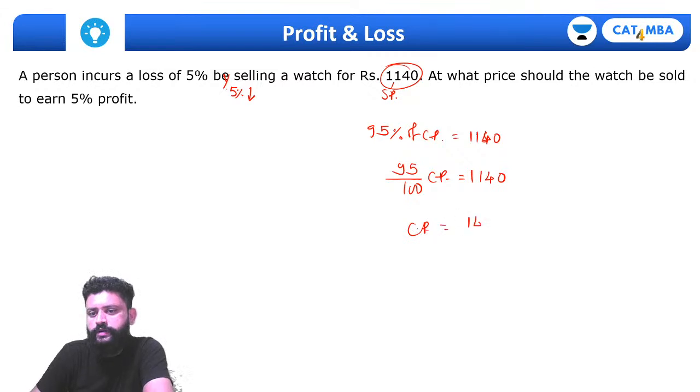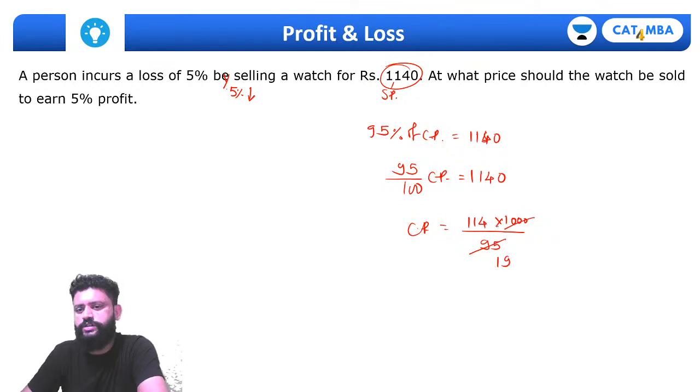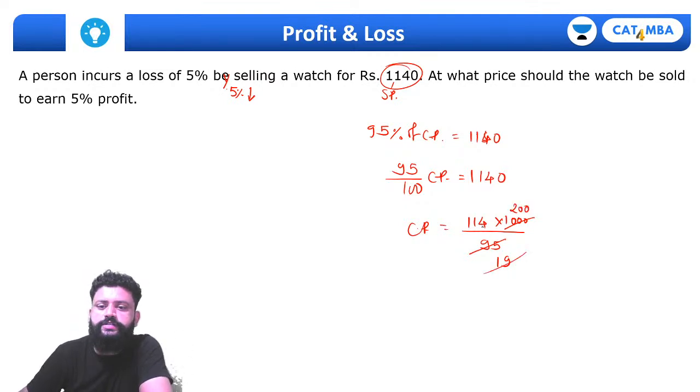Cost price must be 1140 upon 95, or simply you can keep this as 1000. Keep the zeros separate, the easier it will be. The zeros separately, and this will be 95. So 95 isn't dividing directly, so what, divided by 5. If we can divide by 5, 200 times 6, 2 into 6 is 1200. So cost price must be 1200.